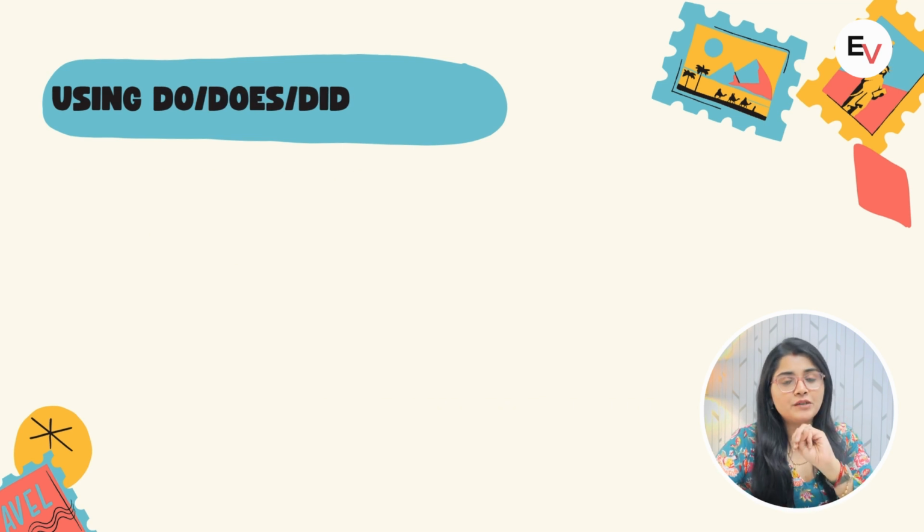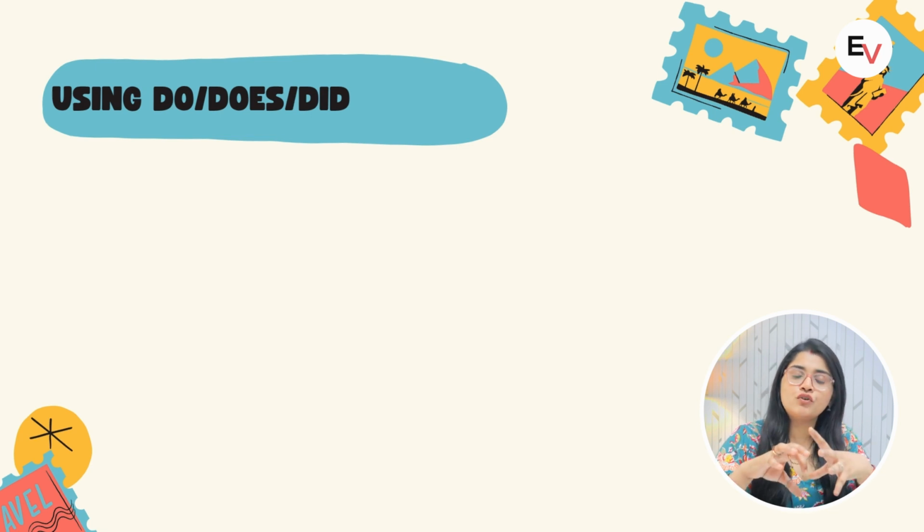Moving on to number three, using do, does, did for negatives. Now, this is the most commonly used form for daily sentences. These are something that we use on a daily basis. Now, there are two types of formulas to this. One for the present tense and one for the past tense. So, let's understand them one by one. Now, let's start with the present tense.